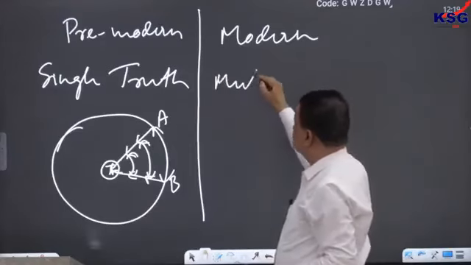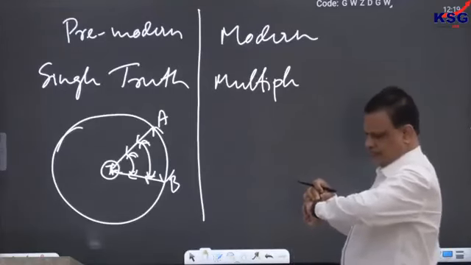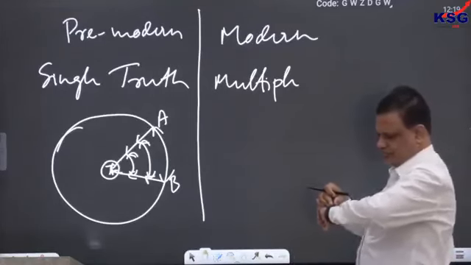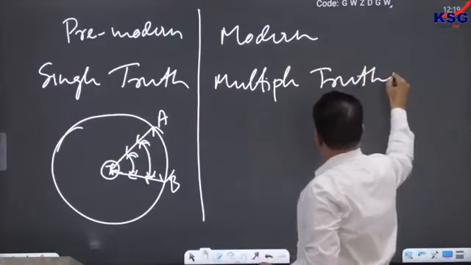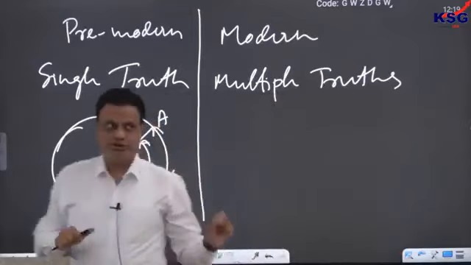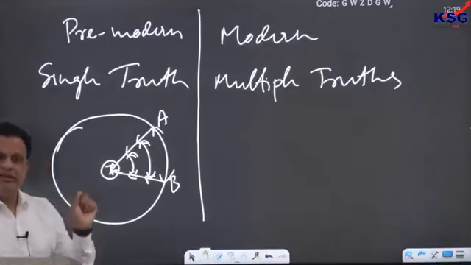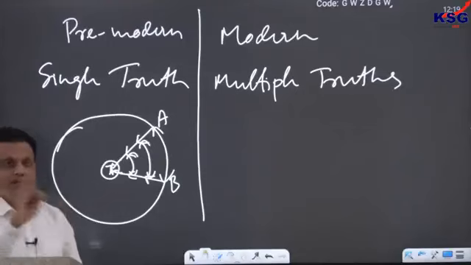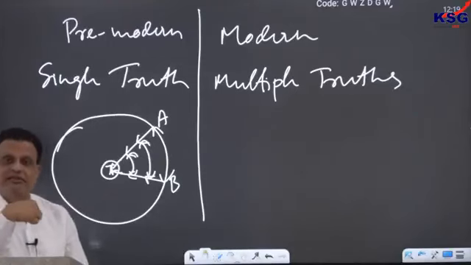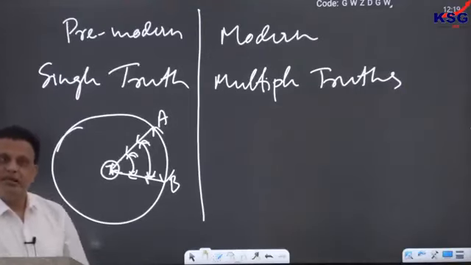There are multiple truths. So the truth is not only one. There are many truths that can exist. So suppose, for example, in this classroom, suppose there are 100 people, and suppose there are 100 opinions, and suppose that I am right. Then just because I am right does not mean that the other 99 are wrong. So the other 99 can also be right. So there can be 100 truths.